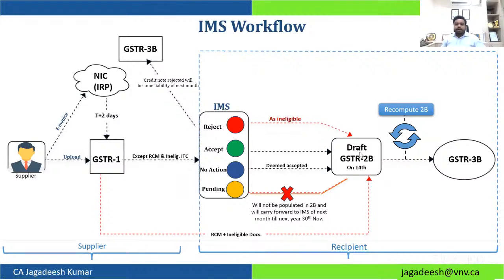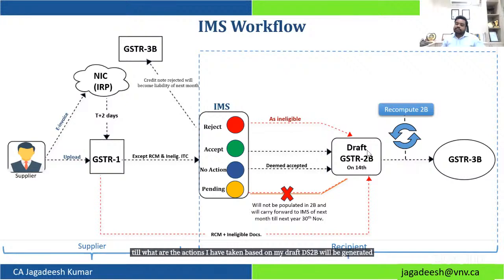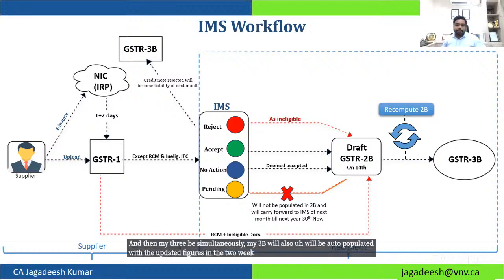So till the 14th, based on whatever actions I have taken, my draft GSTR-2B will be generated. Even after that, if I take any action, then my GSTR-2B has to be updated, right? So for that, I need to click on recompute 2B. Then my 2B will be refreshed with the updated actions, and my 3B will also be auto-populated with the updated figures in the 2B. This is how the IMS works.